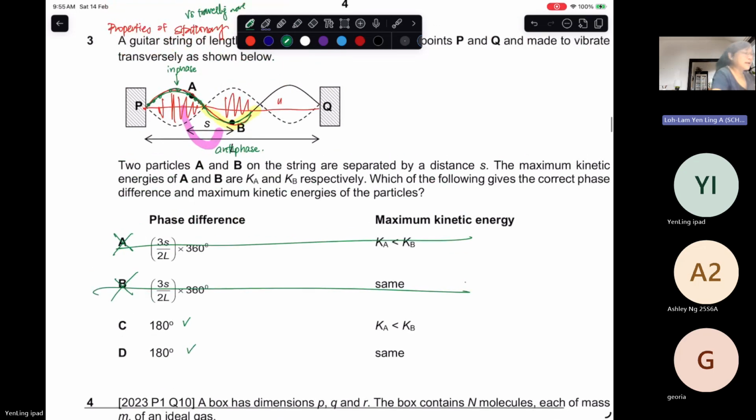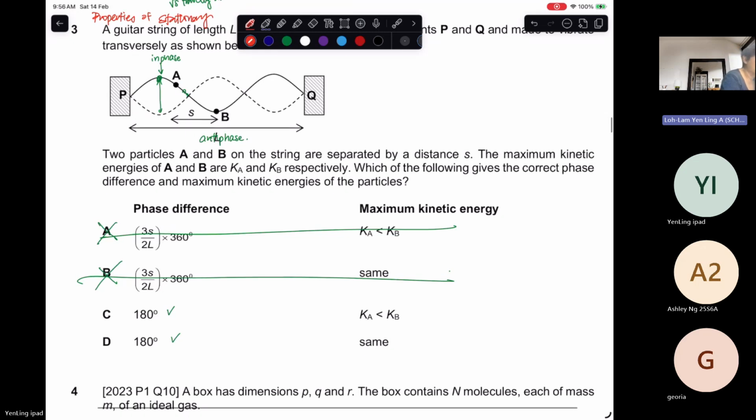What about kinetic energy? We should know every one of these is oscillating in SHM. So the maximum kinetic energy has to do with the amplitude of vibration. At the antinodes, those are the ones with maximum kinetic energy, my bad, okay? And the ones at the nodes, because they don't vibrate, have zero maximum kinetic energy. But here we are looking at the maximum kinetic energy of A versus B.